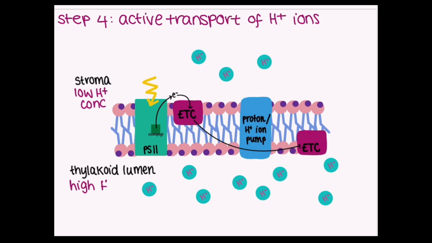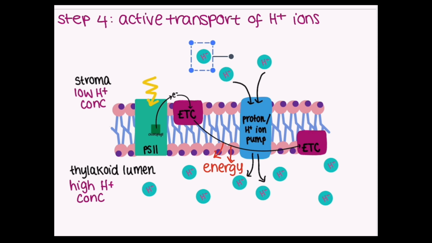So as we mentioned before, the proton pump that is embedded in the thylakoid membrane is powered by the energy that is lost as the electron that was released from photosystem number 2 passes along the electron transport chain. We know that energy is required by active transport to move molecules or atoms against their concentration gradient. So that's what's going to happen here.